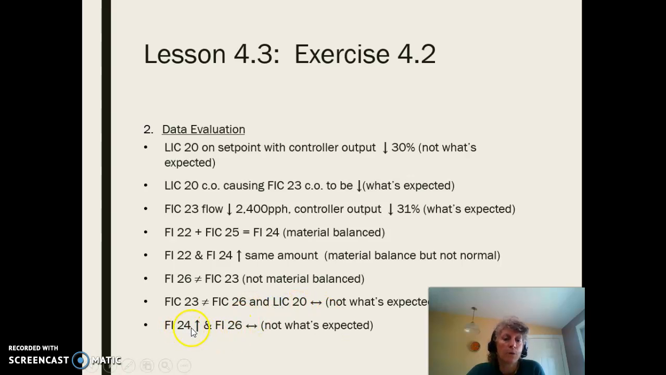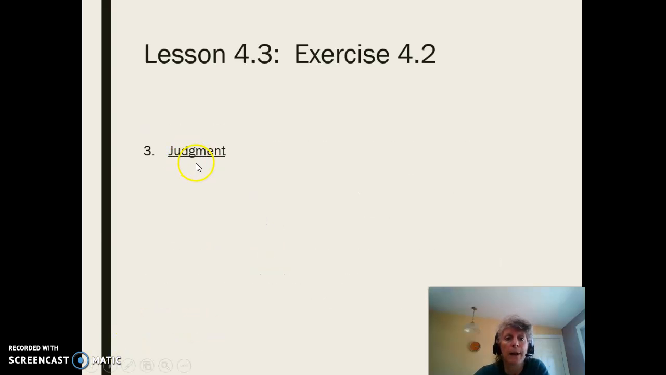FI24 is up and FI26 is even, which means we're increasing our flow to the reboiler, right? To E1, which is our exchanger. So that means we would be getting more steam, right? If we had a higher hot flow output from the reactor. So that doesn't match at all. Okay, let's think about it. So we do have a problem.